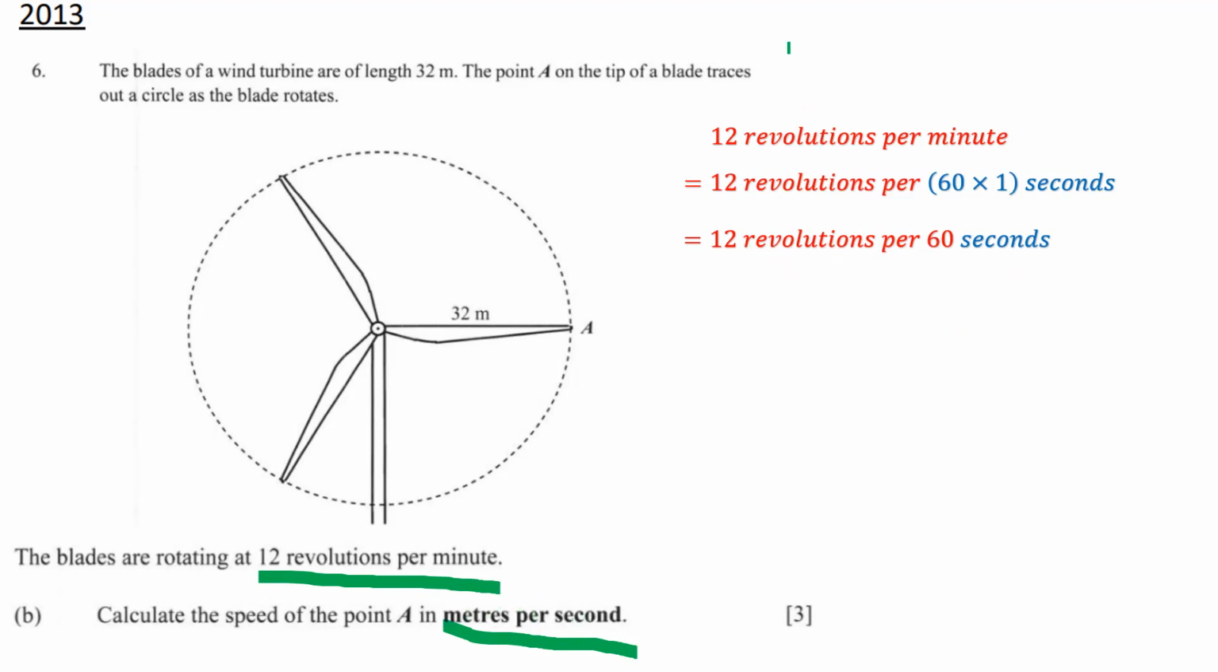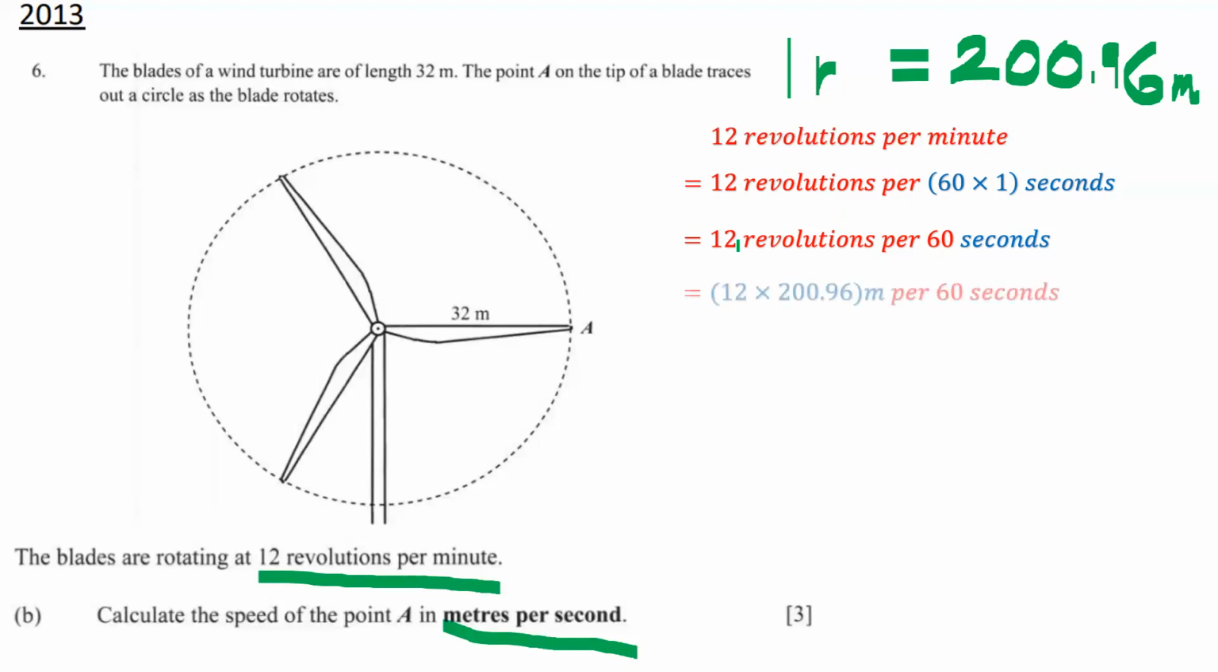Well, we know that in one revolution, we saw this from the beginning, the distance covered is 200.96 meters. So if one revolution covers 200.96 meters, then 12 revolutions is going to cover 12 times 200.96. What is 12 times 200.96? It's going to carry 2,411.52 meters.